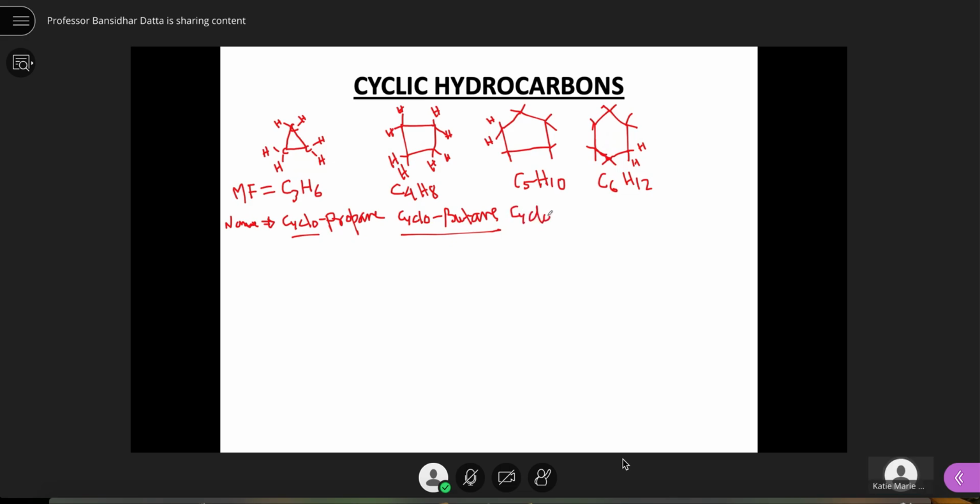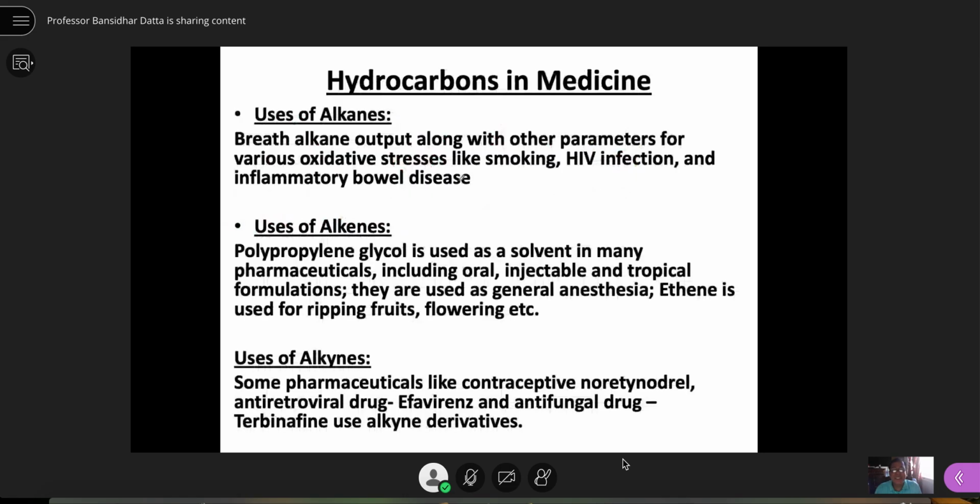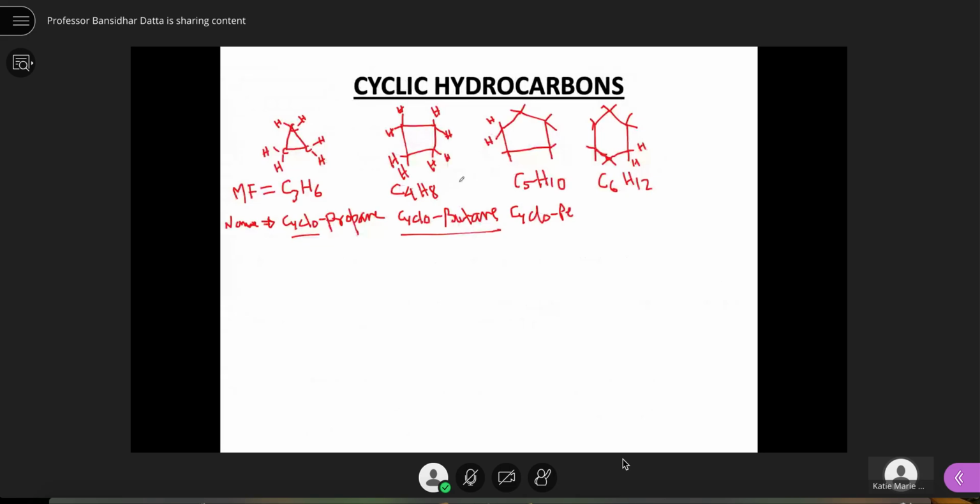I'm confused about cyclobutane. Wouldn't it be cyclobutene, because that's the molecular formula for butene? Yeah, because they're cyclic, they're all saturated. These are saturated. No double bond here. No double bond.